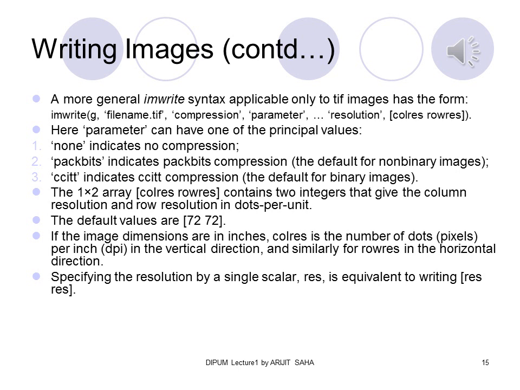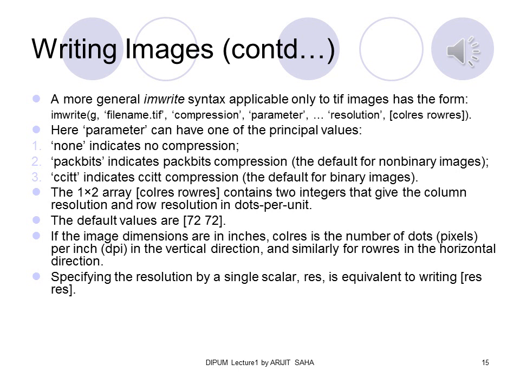None indicates no compression. Pack bits indicates pack bits compression, the default for non-binary images. CCITT indicates CCITT compression, the default for binary images. The 1x2 array colres and rowres contains two integers that give the column resolution and row resolution in dots per unit. The default values are 72 and 72.